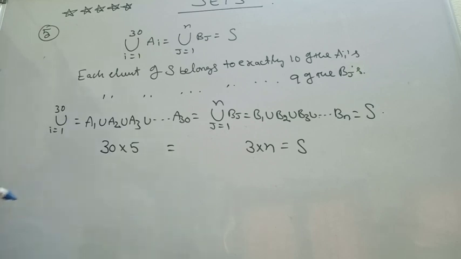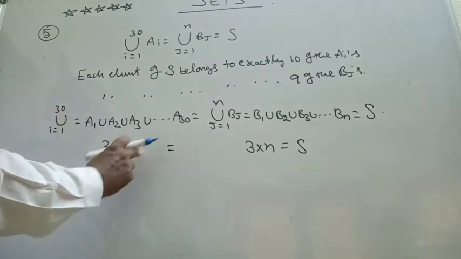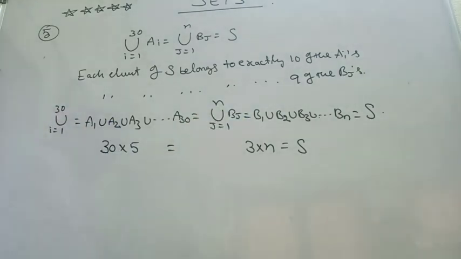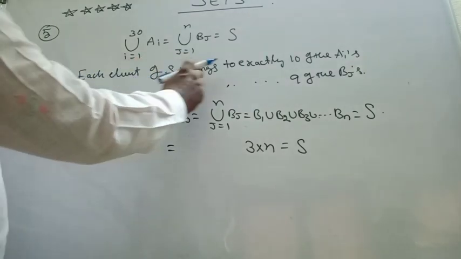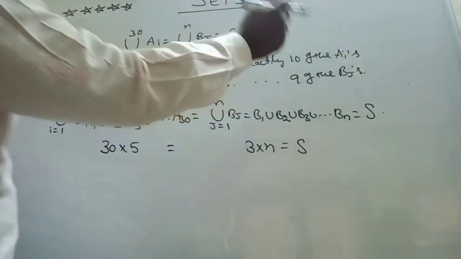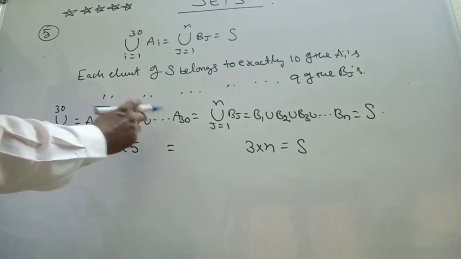One more piece of information is here. They told that 150 is equal to 3n, and each element of S belongs to n sets, B1, B2, Bn are n sets each having 3 elements. Now we need to find n, and one more thing they given is that each element of S belongs to exactly 10 of the Ais. That means A1, A2, A3 up to A10.